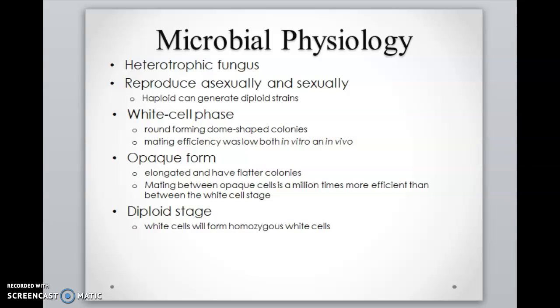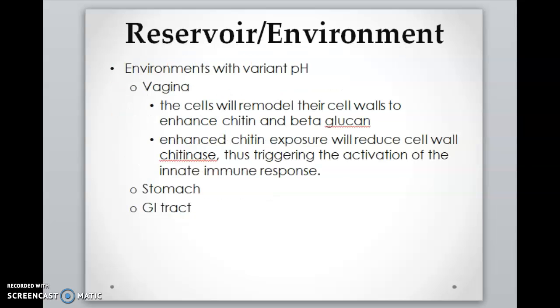In the opaque form, the organism is elongated and has flatter colonies. Mating between opaque cells is 1,000,000 times more efficient than the white cell stage. During the diploid stage, the white cells will form homozygous white cells.